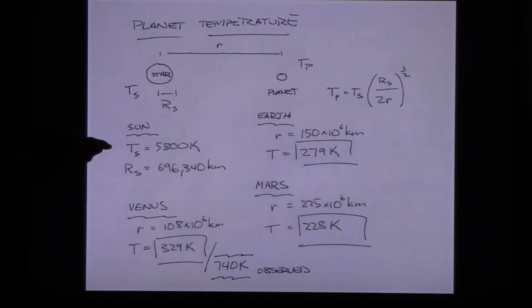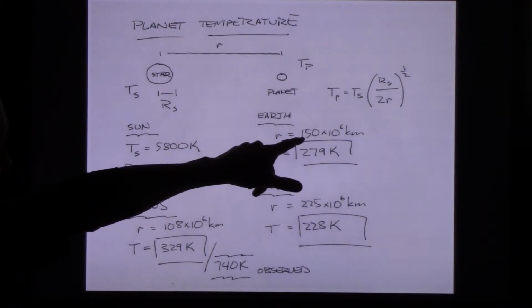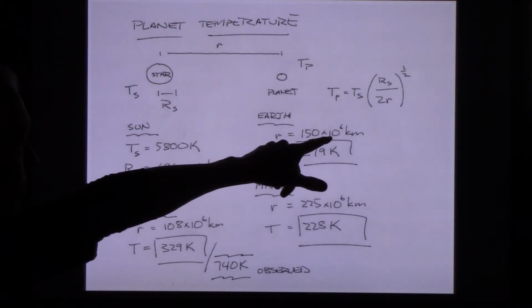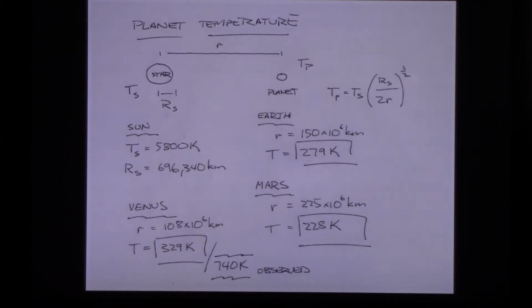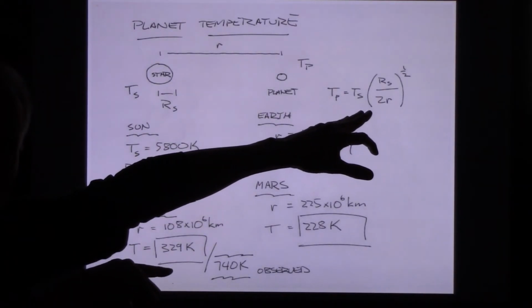Now we can put in the temperature of the sun, 5,800 kelvins. The radius of the sun is about 700,000 kilometers. And then what else? We need the distance to the Earth. So center to center distance here, 150 million kilometers. And I plugged that into our formula. This is the formula from the previous page.